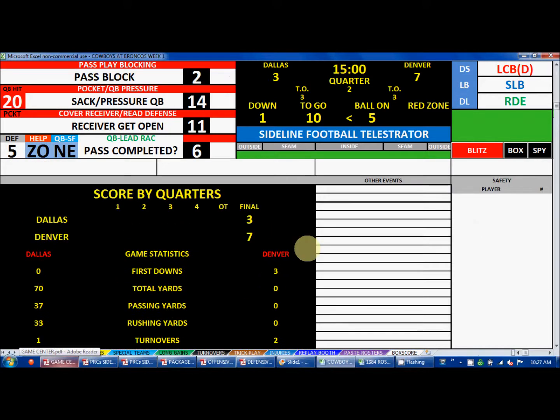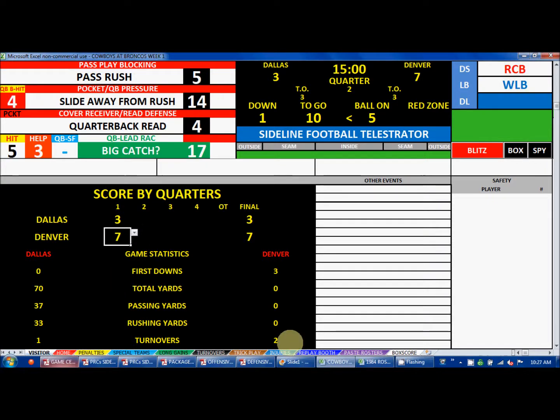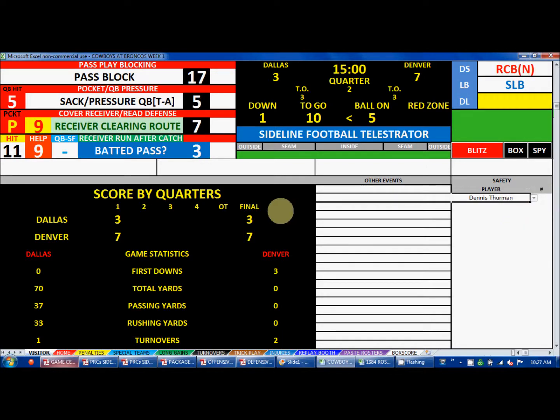Down here, you've got other events. Oh, and at the end of each quarter, you can come down here and actually place the points by quarter. You'll want to do that for sure to keep track of team statistics. Other events, if there's anything you'd like to write about or describe, you can simply type into these lines, and then if a player gets credit for a safety, then you can add that there.